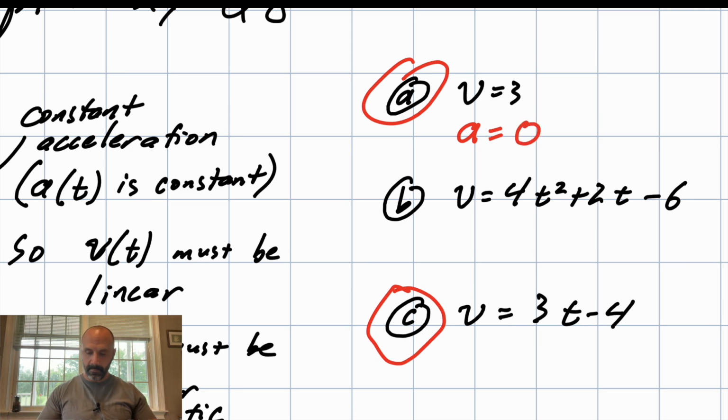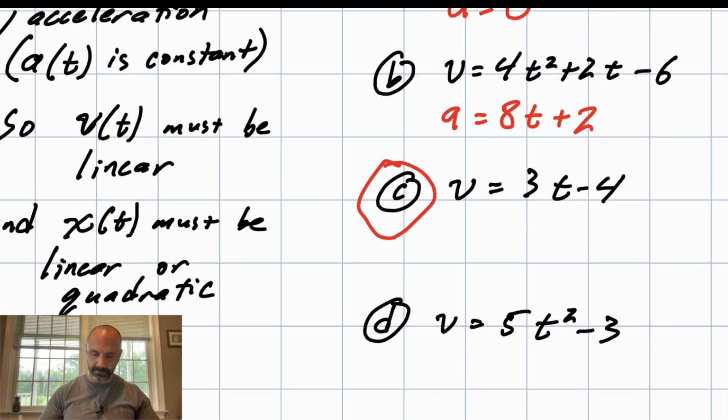There's no acceleration. If we take the derivative of B, then we would end up with 8t plus 2. Obviously, this is a changing acceleration. As time goes on, the acceleration is changing. Not constant acceleration, so it does not apply to this table. It's not a VIF-TAD function.